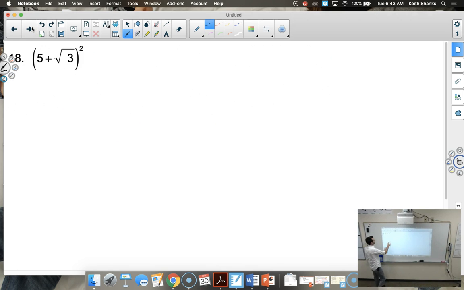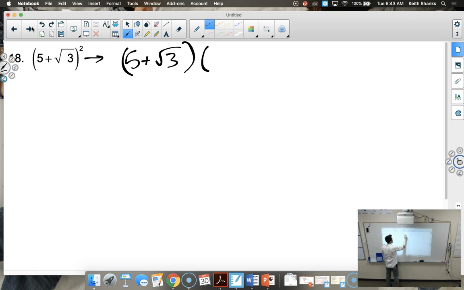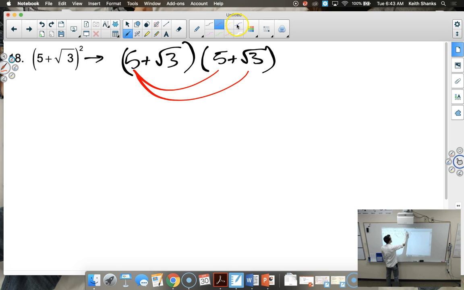All right, 18. I'm going to let you guys do this one, actually. I think you can do this. This is just distributive property. So 5 plus the square root of 3. Just to start you off, 5 plus the square root of 3, and you would do the distributive property. 5 multiplied through and the square root of 3 multiplied through. I think that's doable. I think you guys can handle that.